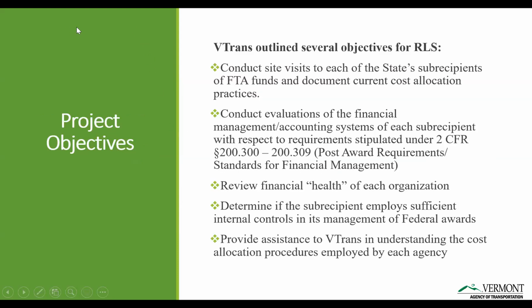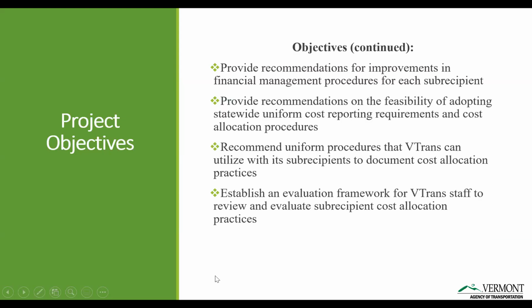Some of the things that we did specifically with Rich Garrity at RLS is we put together some objectives of what we were looking for, for Vermont to really tighten up our understanding of how our subrecipients are allocating costs. We conducted site visits at each state subrecipient. We evaluated their financial management accounting systems. We reviewed the financial health of each organization. We determined if the subrecipient employs sufficient internal controls and management of federal awards. Provide assistance to VTrans in understanding the cost allocation procedures employed by each agency. Next slide.